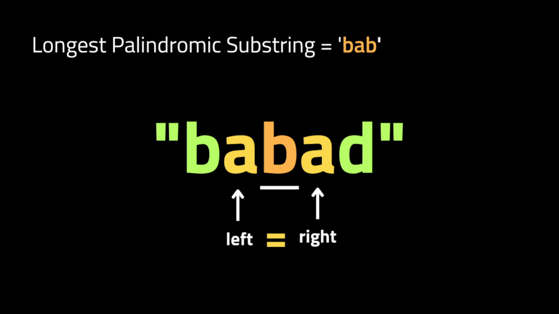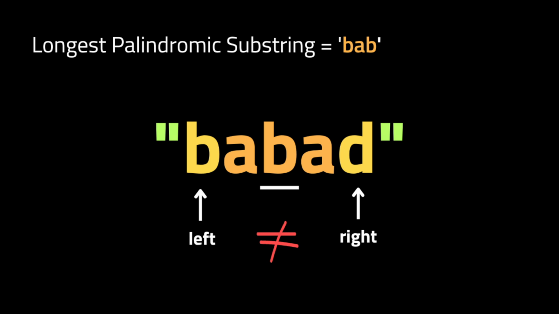So B is a palindrome. We expand around it by pointing the left pointer at the letter A and the right pointer at the right of the letter B, which is the letter A. Since the letter at the left is the same as the letter at the right, it means it's a valid palindrome, so we will expand another time by moving the left pointer to the letter B and the right pointer to the letter D.